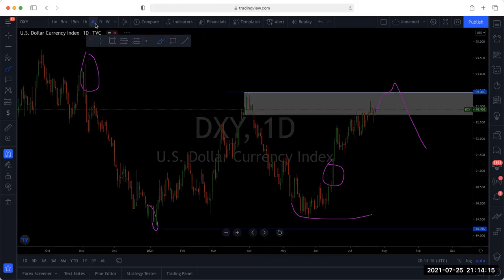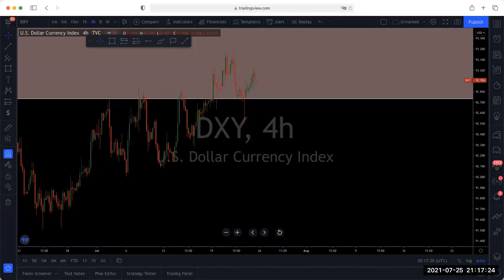So on the 4-hour time frame, what are we really expecting? This will really bring us to the fact that we'll be looking for a lower time frame zone for us to really trade from. So let's move on.